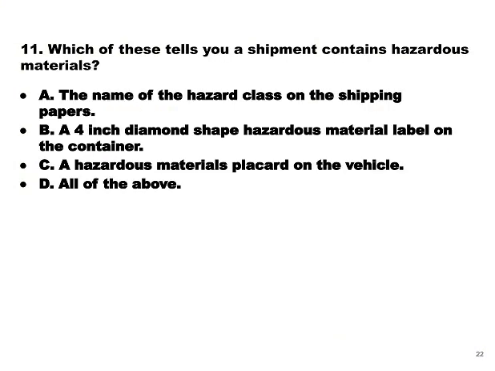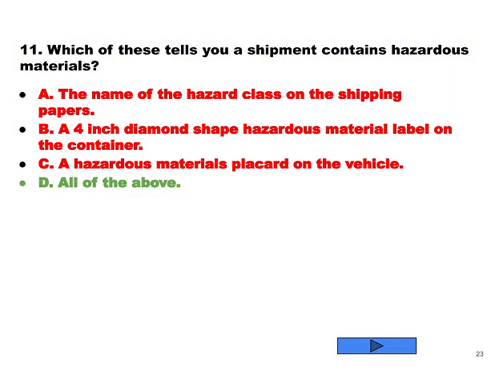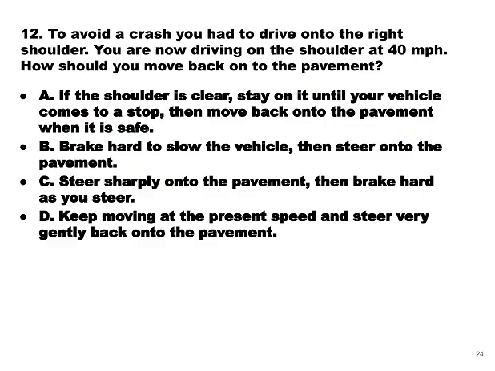Which of these tells you a shipment contains hazardous materials? A, the name of the hazard class on the shipping papers. B, a 4-inch diamond-shaped hazardous materials label on the container. C, a hazardous materials placard on the vehicle. Or D, all of the above? The answer is D, all of the above.